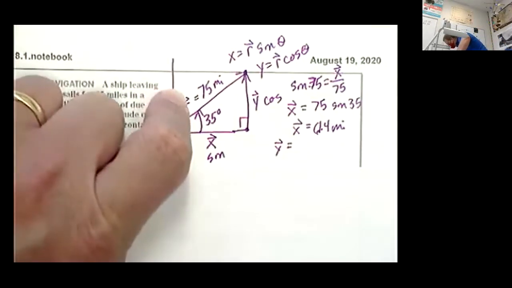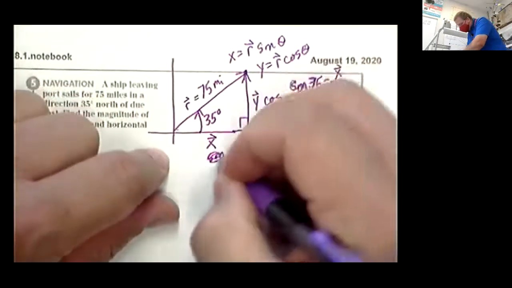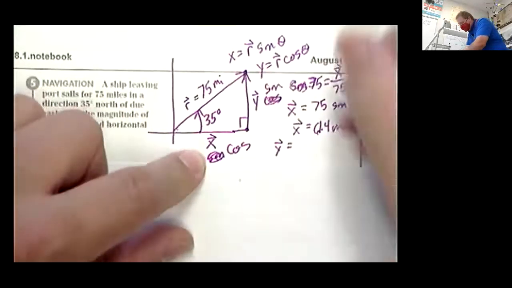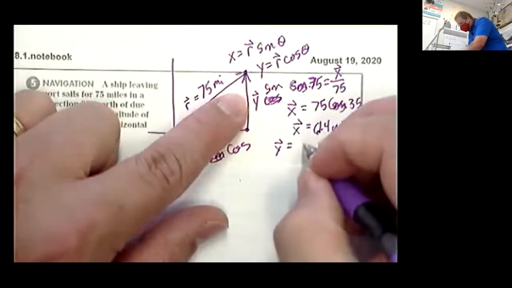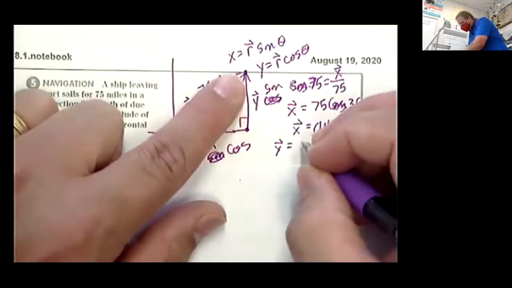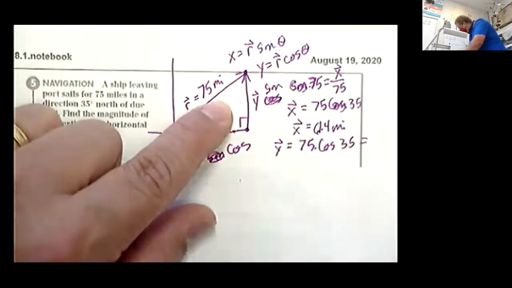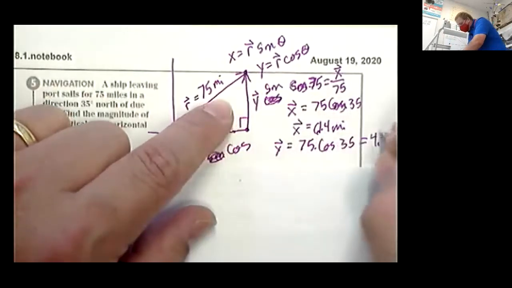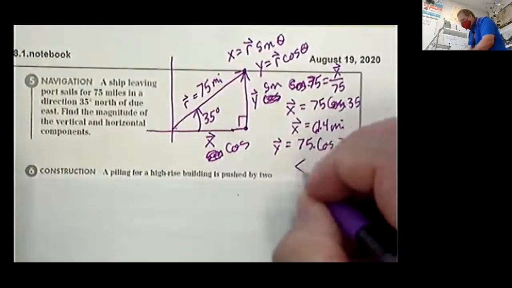I feel like I didn't do that right. That should have been cosine, sorry. X is cosine. Sine is opposite, cosine is adjacent. So now we want y is opposite, so that is sine. So vector y is our 75 times cosine of 35, and we'll plug that in our calculator, and that is 43.0 miles.